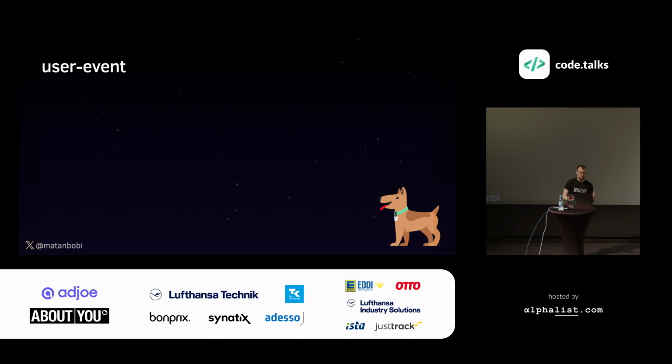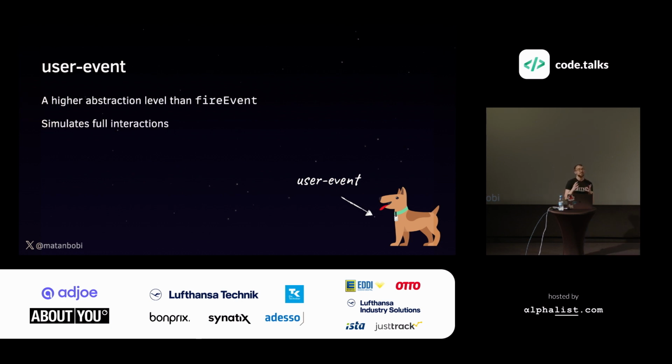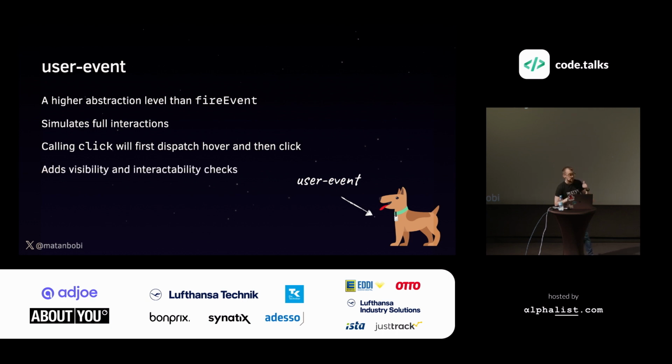The better option is using user event. User event is a higher abstraction level than fire event, meaning it simulates full interactions. So if you want to click on an element, it first dispatches hover, and only then it dispatches the click. Because the user, before they click the actual element, first hover over the element. And it also adds visibility and interactability checks, okay?